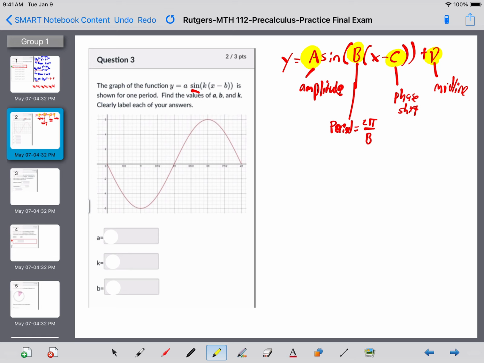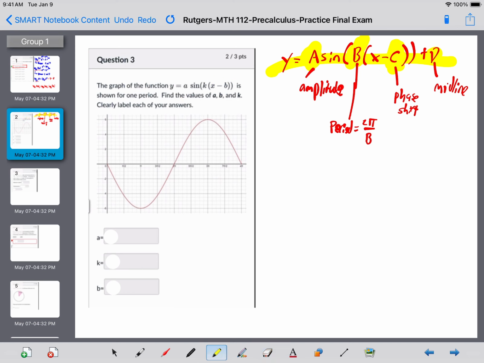But you could always just write this out on your test and then just match up where each coefficient or constant is. So b is in the k place, so k is b in this case. This c is in where the c place is, right? So that's your phase shift. And a is where the amplitude is.